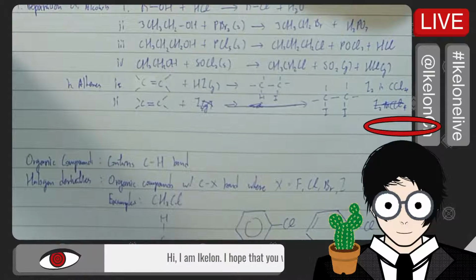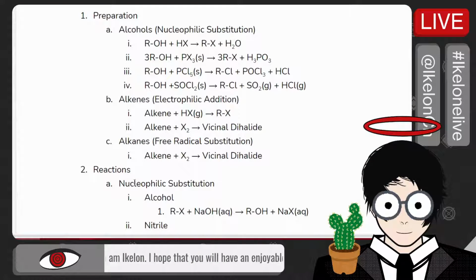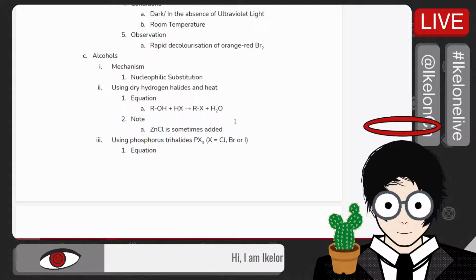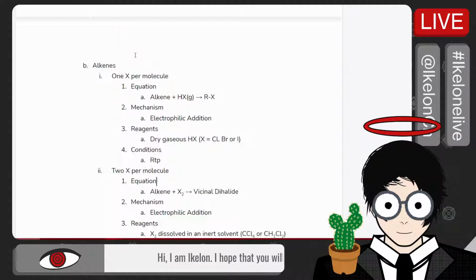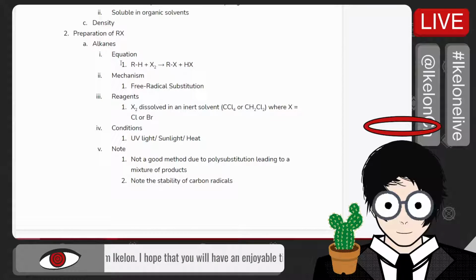Anyway, the last one for the preparation is alkanes. And alkanes go by free radical substitution because I'm pretty sure that's the only reaction they can go through. The mechanism is kind of hard to teach now. I'll teach it when I go through alkanes. But it's basically, wait a minute. This is wrong. The equation's wrong. Should be this one.